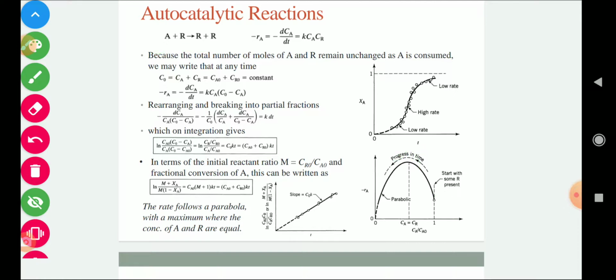So the rate of reaction is maximum where Ca equals Cr, and after that the concentration of A starts decreasing, so there is a small amount of A available to react with R, so the rate starts declining, and when all the A is converted into R, the reaction rate becomes 0. So the reaction rate first increases, reaches a maximum value, then decreases and reaches 0 for 100% conversion.